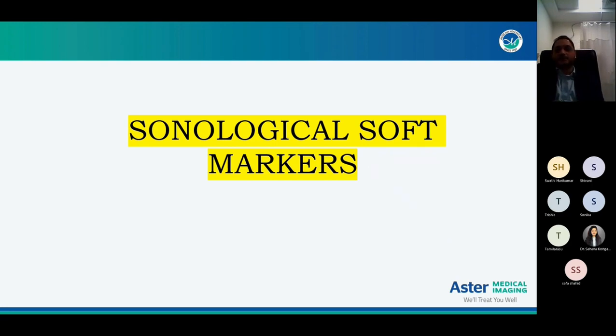But later they found that most of the things like preeclampsia, aneuploidy, anatomy, everything can be detected in the anti-scan itself. So they inverted that pyramid of care. So what we follow now is the inverted pyramid of care for pregnancy, where we do most of the things in the anti-scan itself. Now, another thing is the sonological soft markers.